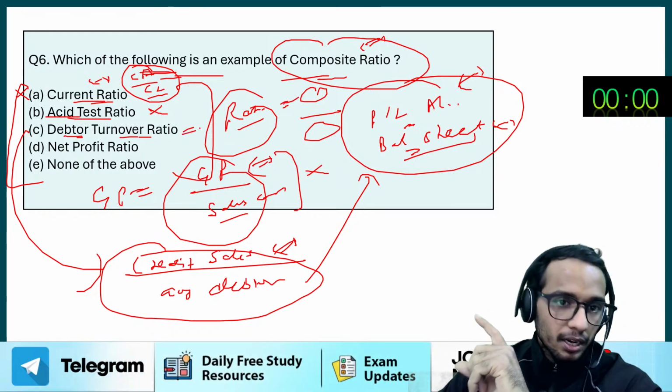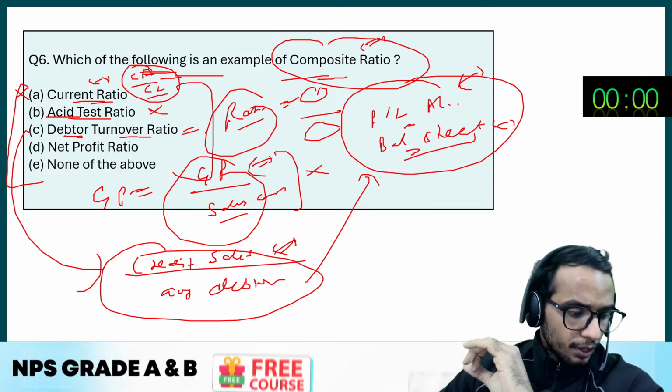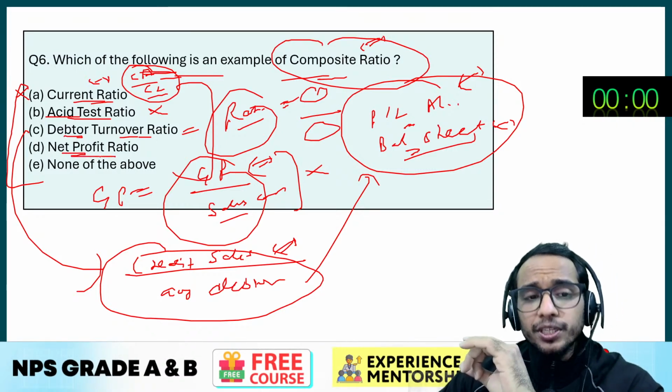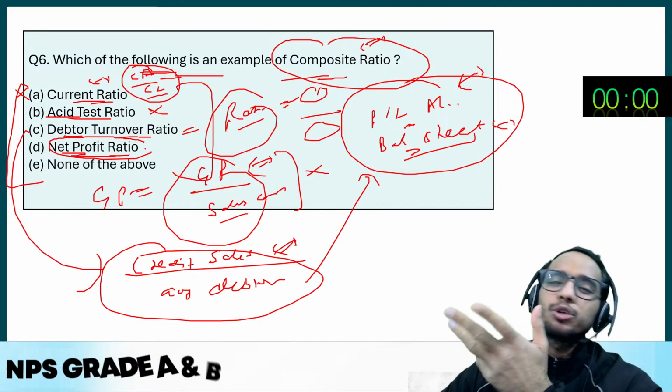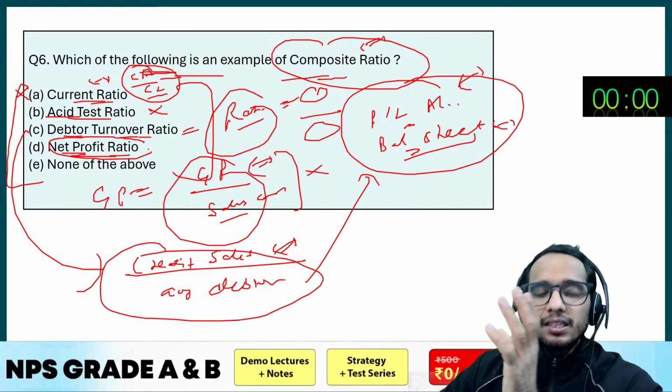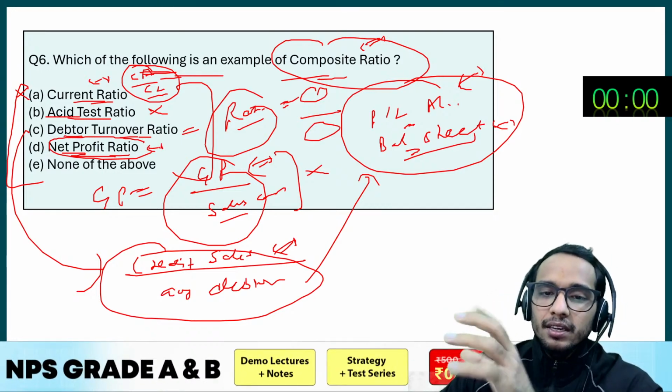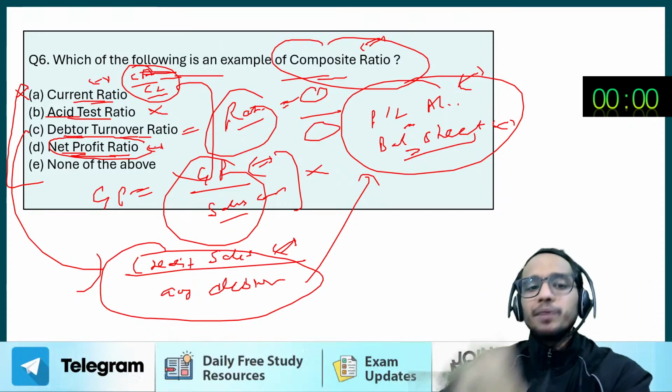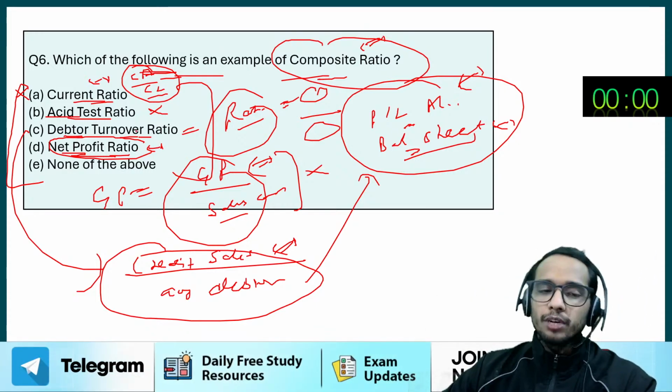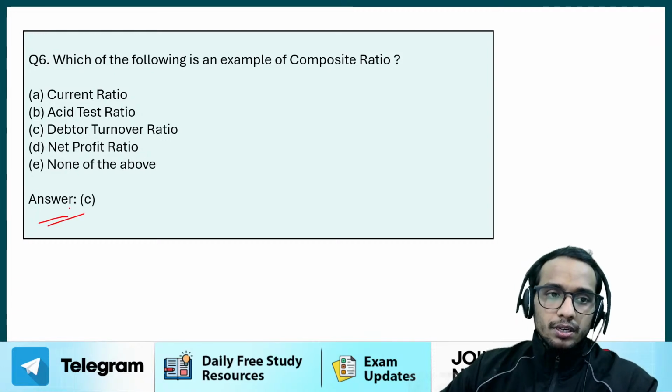Okay, did you understand? Okay, cool. Now option number D says net profit ratio. Again, net profit ratio is not your composite ratio, because the variable that it is taking is going to be taken from the PL account only. Okay, so the answer is option number C. That is your debtors turnover ratio.